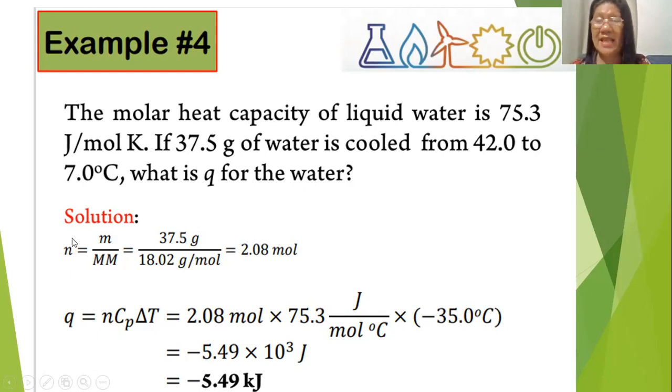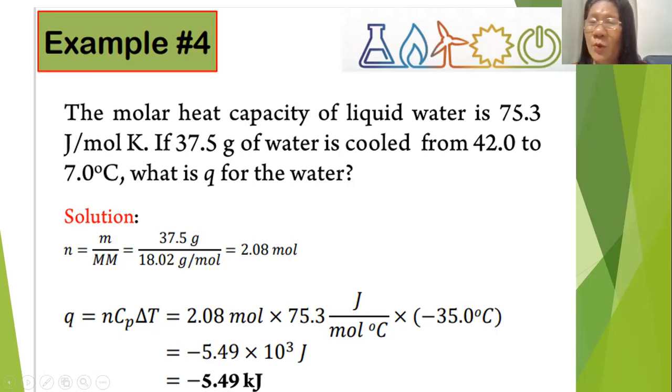But as I have said, the formula that you are going to use will not be mc delta T, but n Cp delta T. Why? Because we are using the mole here, we are using the molar heat capacities. So how are we going to get the n, or the moles? Can you remember, in our stoichiometry, the number of moles is equal to the mass divided by the molecular weight of water.